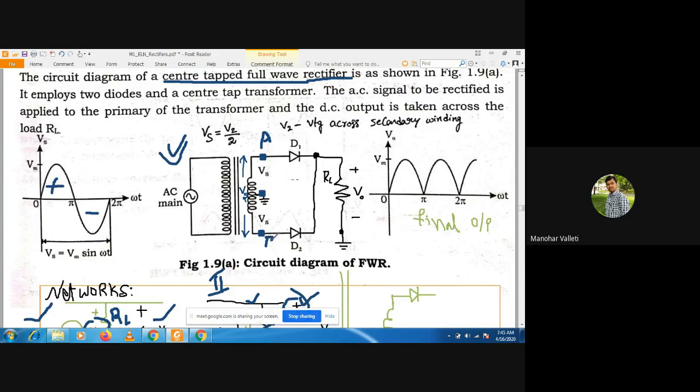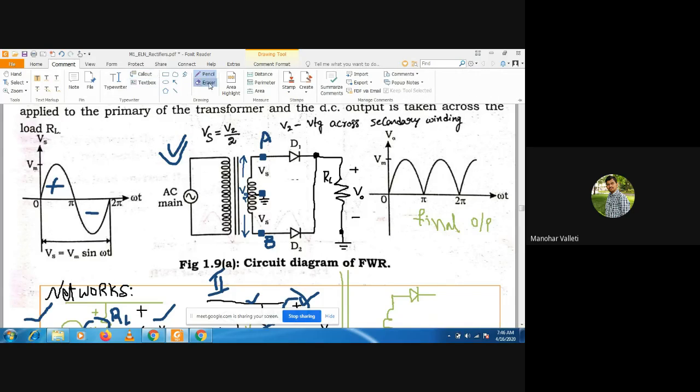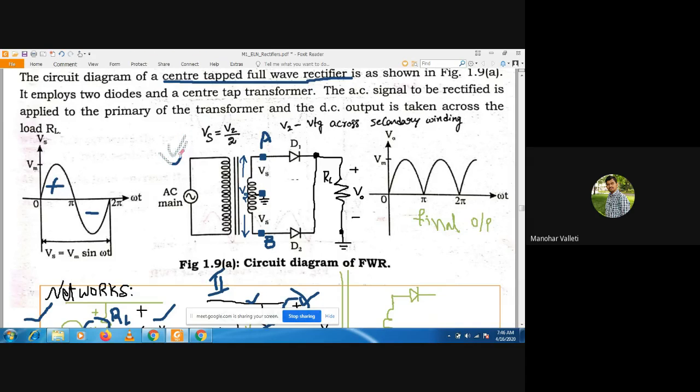Now we'll see the positive half cycle. During the positive half cycle, the primary side will be positive. So if this is positive like this, then point A is positive, and point C divides the two voltages like this, plus and minus, and again plus and minus.